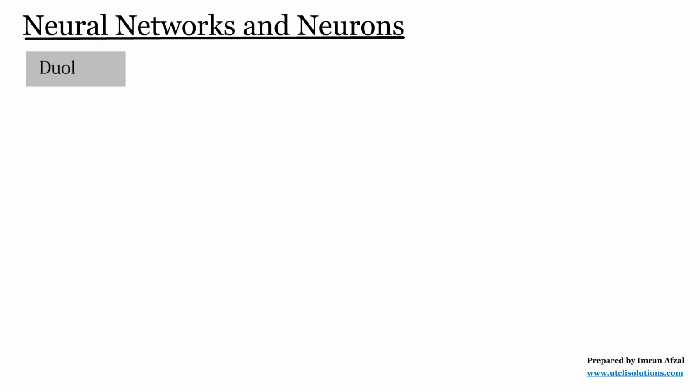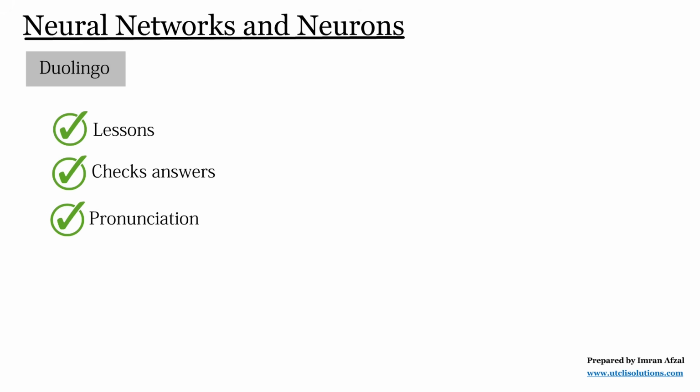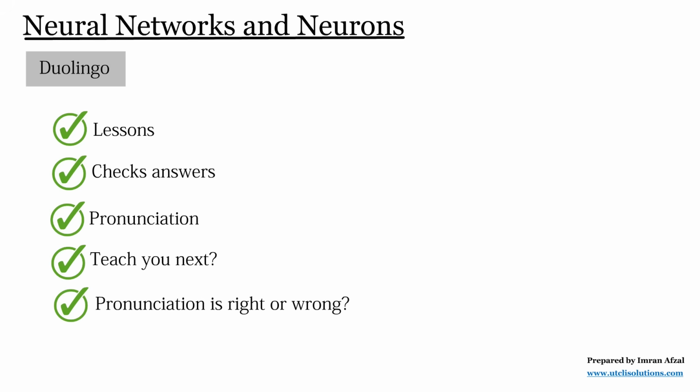Let's take Duolingo, the popular language learning app. When you practice a new language on Duolingo, it gives you lessons, checks your answers, and even helps you with pronunciation. But how does it know what to teach you next? How does it judge whether your pronunciation is right or wrong? Behind all this is a neural network.